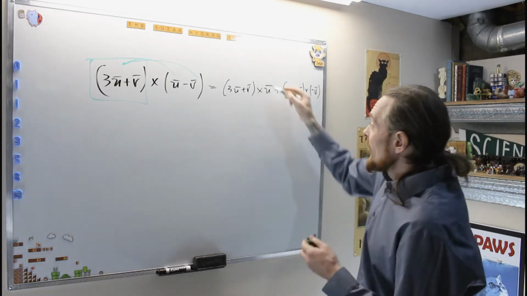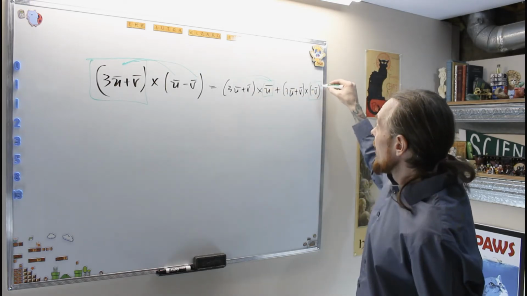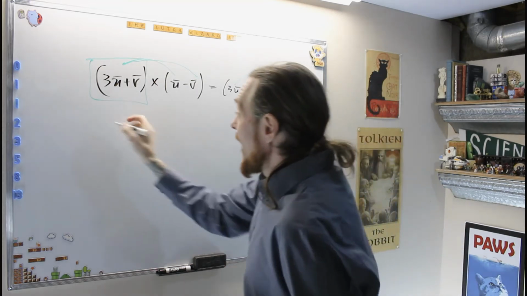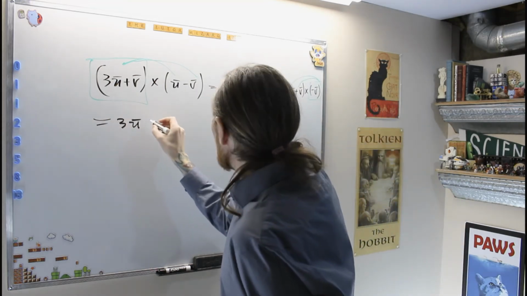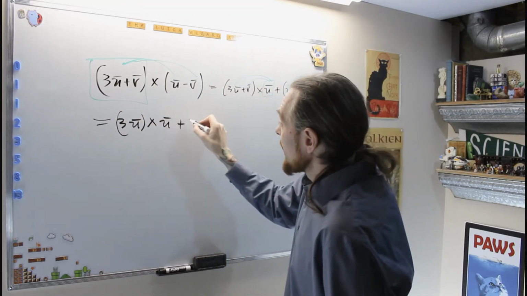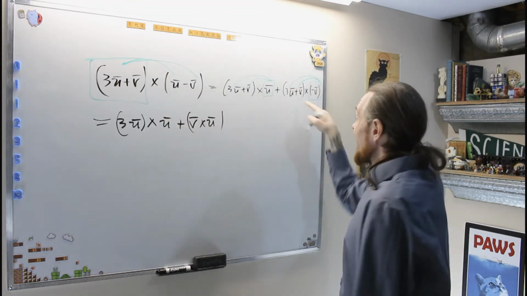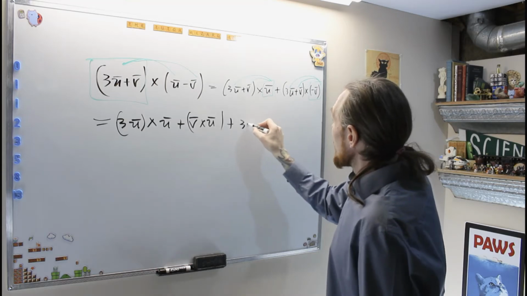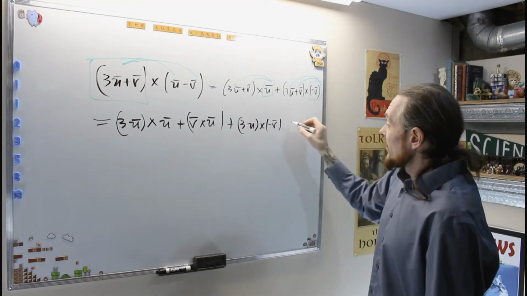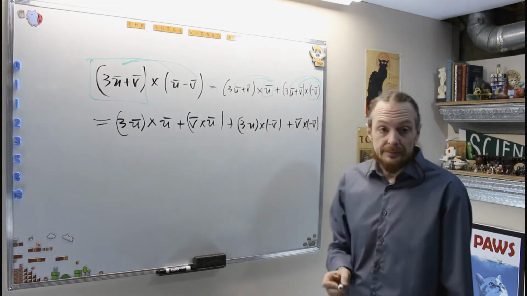Then I'm going to take the same move and do it twice. I'm going to distribute u back onto these two components and negative v onto these two components using the rules one at a time. Technically what I now get is 3u cross product with u, then plus v cross product with u from the first two. Then from here I'm going to get plus 3u cross product negative v and plus v cross product negative v.